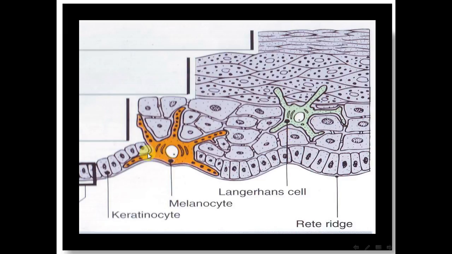This picture illustrates the types of cells in the skin. We have the keratinocyte actively dividing in the basal cell layer. We have the melanocyte in the basal cell layer also, stratum basale, while the Langerhans cell, which is an antigen presenting cell, is present in the stratum spinosum layer.